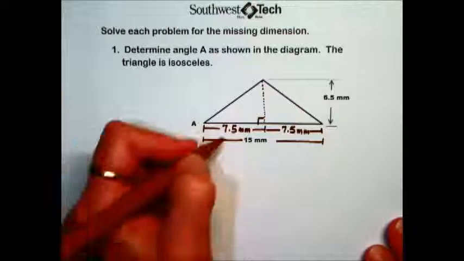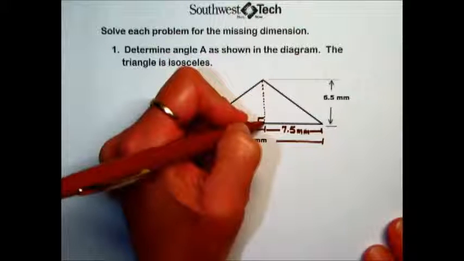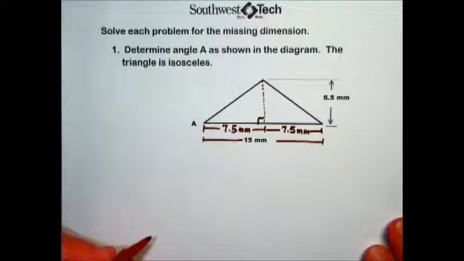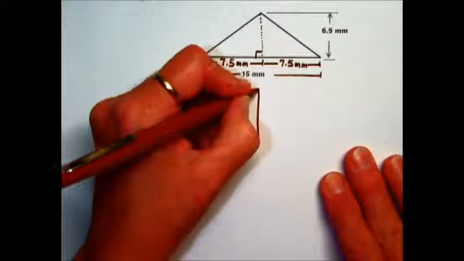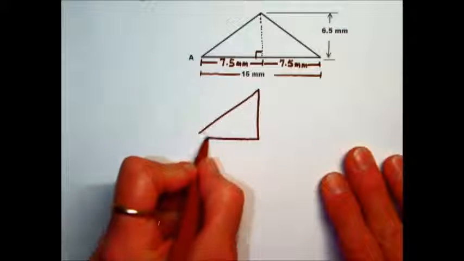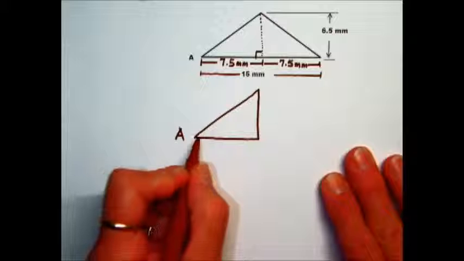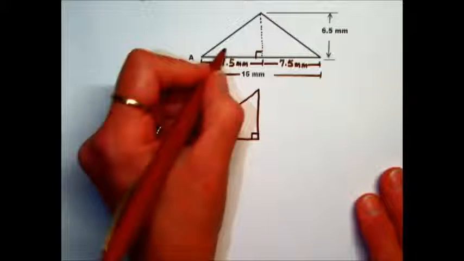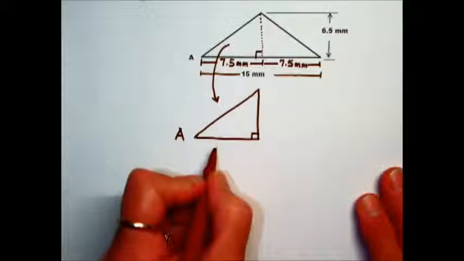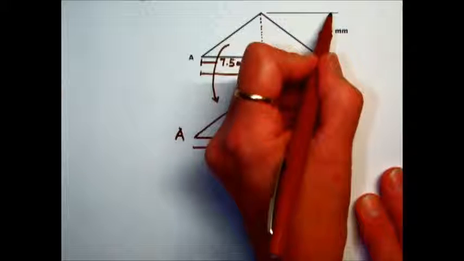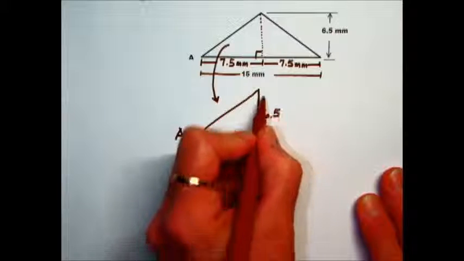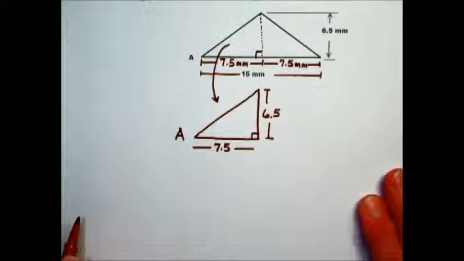Having a side length and another side length, the legs of the right triangle, we have enough information to continue the problem and determine the measure of that angle. I'm going to draw just one of these right triangles to continue on to solve the problem. We're determining the measurement of this acute angle in this right triangle that we've just brought down here. This leg has a measurement of 7.5 millimeters. This leg, because of the indication in the original diagram, has a length of 6.5 millimeters.